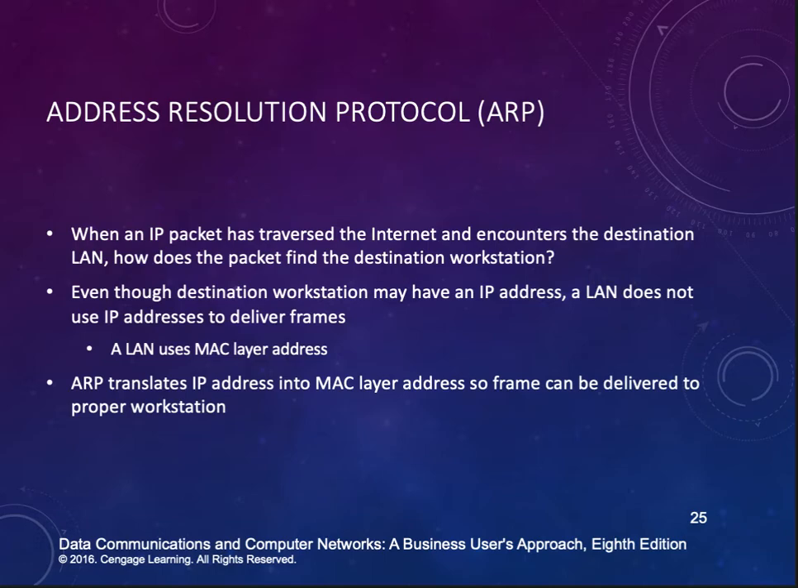So the question is, if the packet has traversed the internet and encountered the destination LAN, how does the packet find the destination workstation? In this case, the LAN doesn't use the IP address, it uses the MAC layer address. This is for ARP specifically.